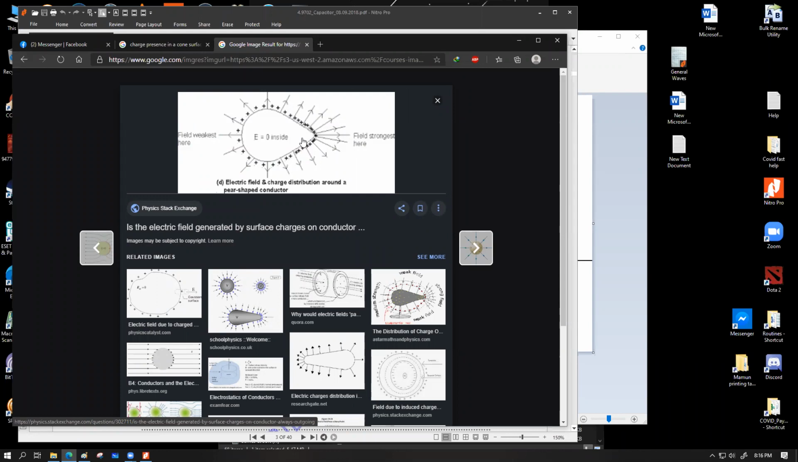Take a look at this figure. This is basically how charged particles behave. Why does it happen like this? I'm not covering that part, but I'm telling you that this actually happens.